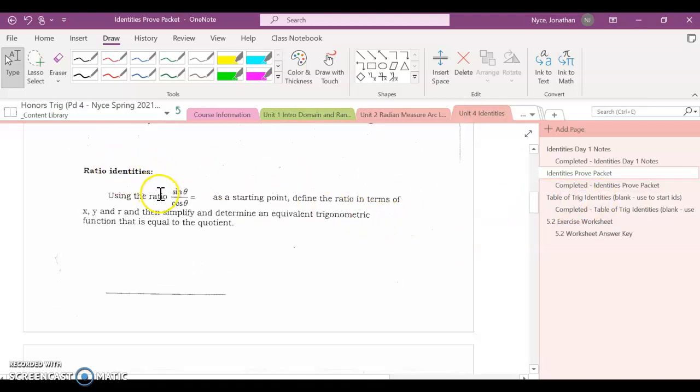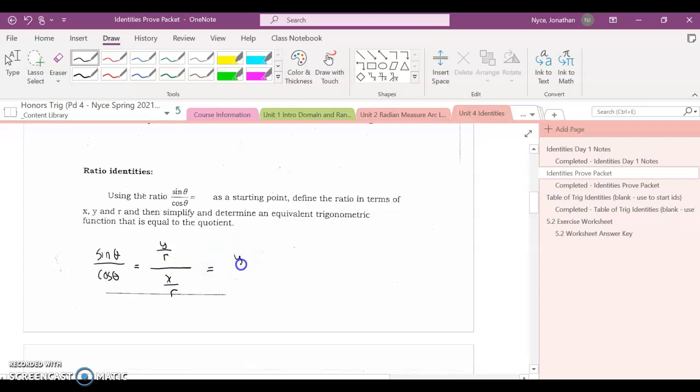So it says using the ratio sine over cosine as a starting point, define the ratio in terms of x, y, and r, simplify, and come up with an equivalent trig function that's equal to the quotient. So they want us to start with sine over cosine and rewrite those in terms of x's, y's, and r's. So sine is y over r, cosine is x over r.